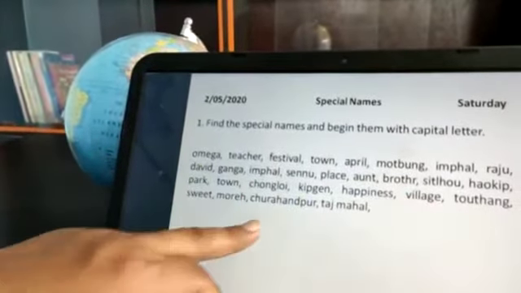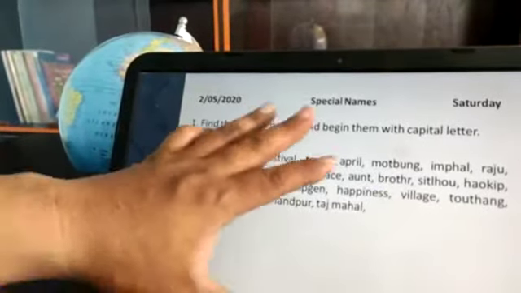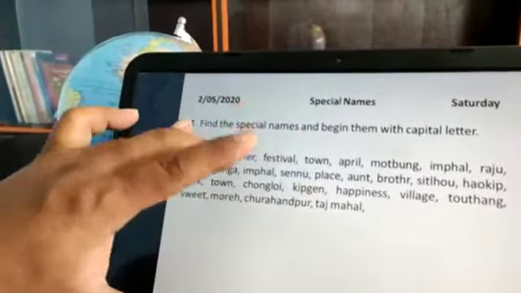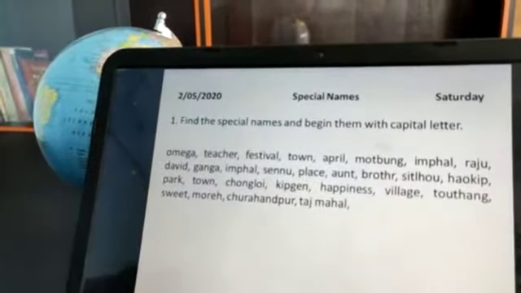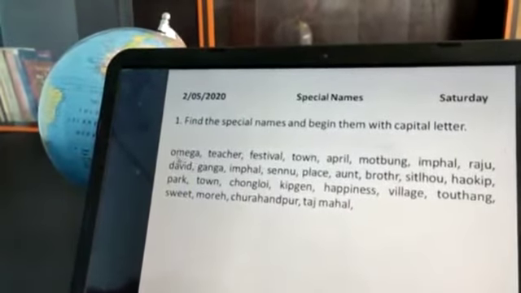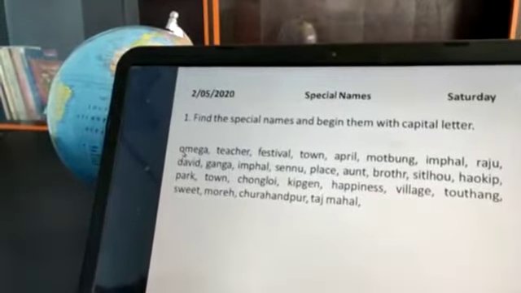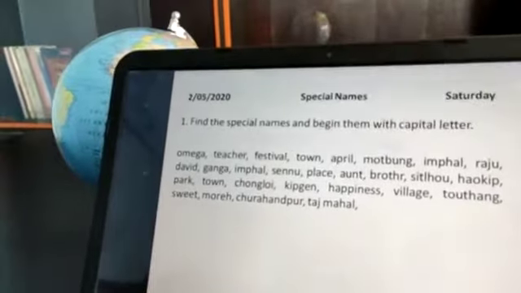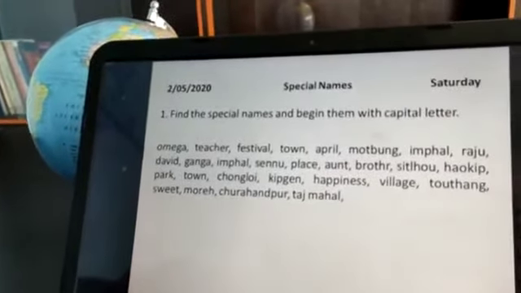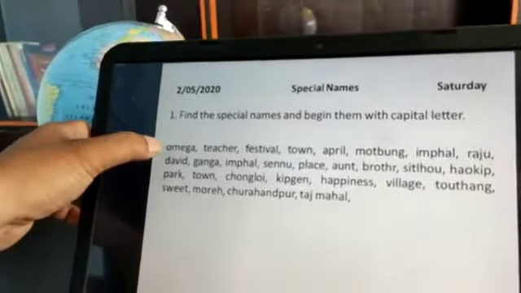Everything is written in small letter. Every word is written in small letter. Omega is written in small letter. Why? Omega is a special name. So O should be capital letter, right?